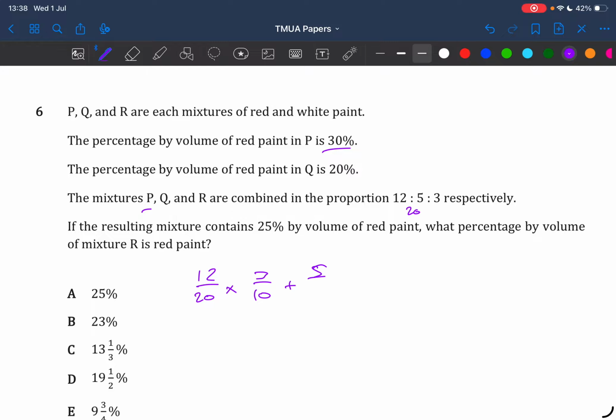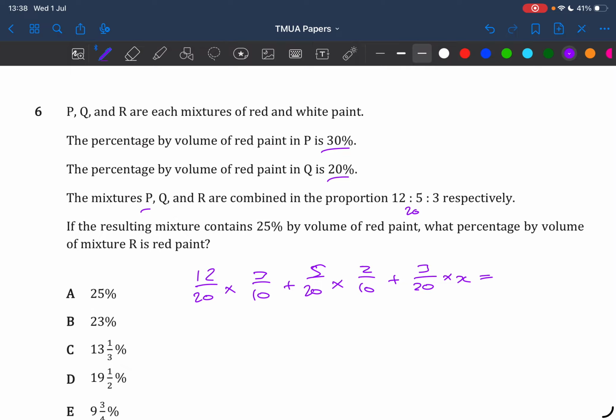Plus 5 20ths of Q, which is 20%. So 2 on 10. And then plus how much is left over, the 3 20ths, which are for R, times by whatever percentage R is red. And that needs to equal the total, well, we've used 20 over 20 altogether, so just 1 times by the 25% that we should have. So it should be just 25%, 1/4 on that side, sorry.